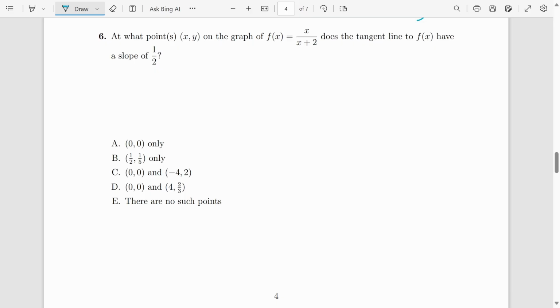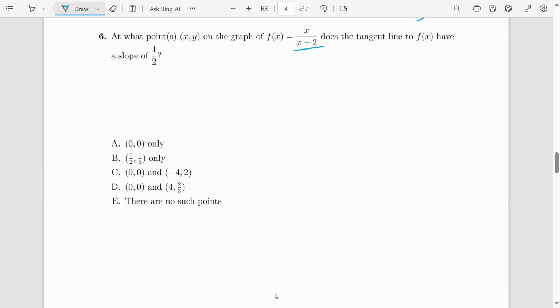Question 6. At what points (x, y) on the graph of f(x) = x over x plus 2 does the tangent line to f(x) have a slope of a half? Okay, interesting problem setup, mostly because we're kind of going in the opposite direction of what we're usually asked.